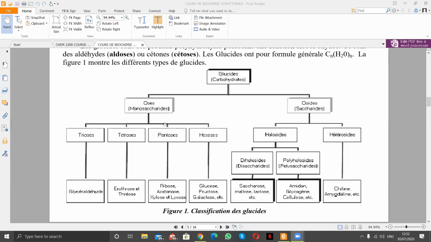Then, oh sorry, I didn't mention this at first. Most of the monosaccharides end with a suffix. We know what a suffix is, right? Yeah. Most monosaccharides end with a suffix of -ose. When we remove the -ose, this is a suffix. Most monosaccharides.